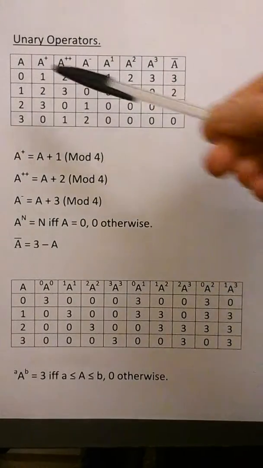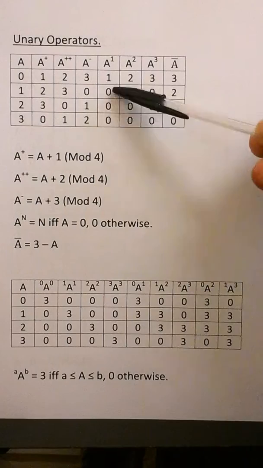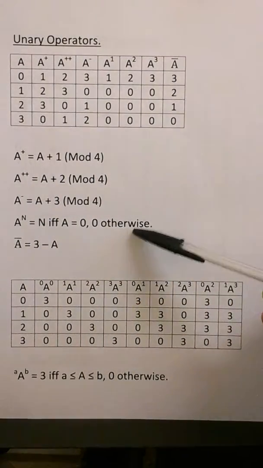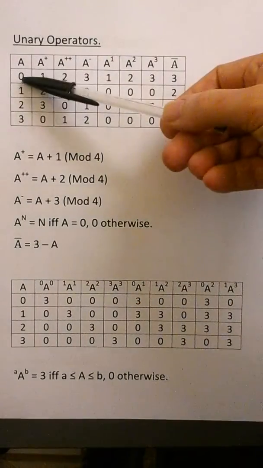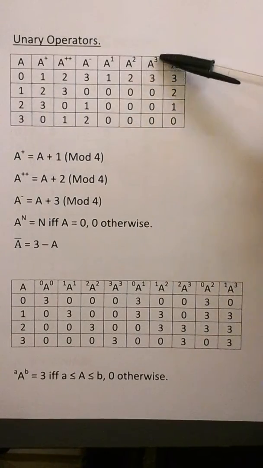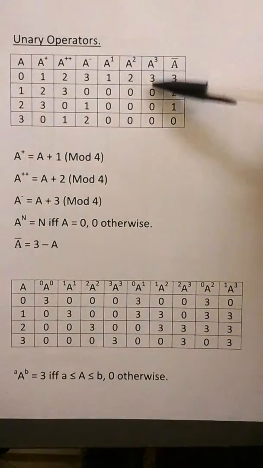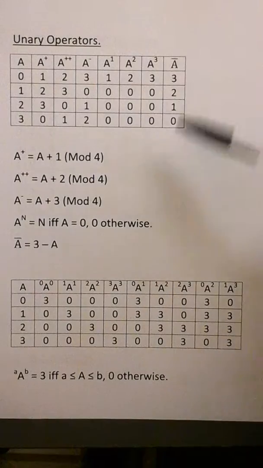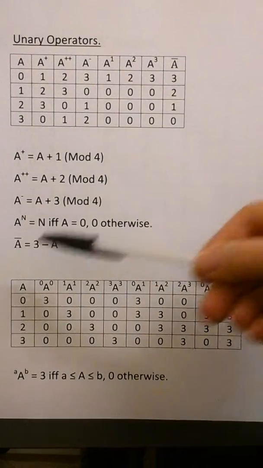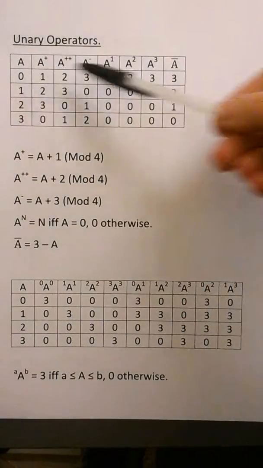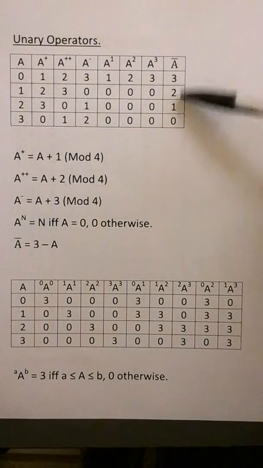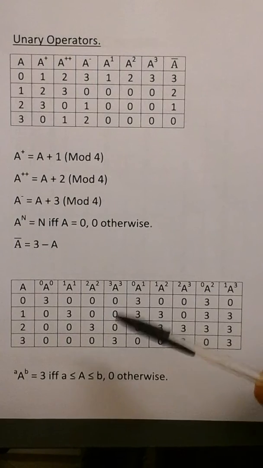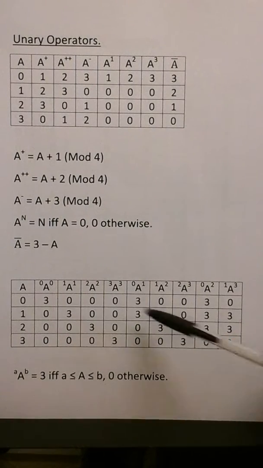A1 is a 1 if A equals 0 and 0 otherwise, as here. A2 is a 2 if A equals 0 and 0 otherwise. And A3 is a 3 if A equals 0 and 0 otherwise. And A bar is 3 minus A. So, yeah, 3 minus A. These are two valid unary operators for another algebra I'll be presenting.